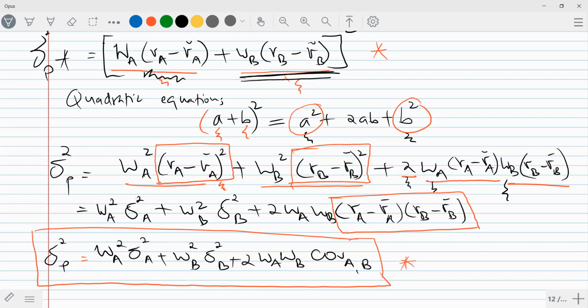The variance of the portfolio is given as weight of asset A squared multiplied by the variance of asset A, plus weight of asset B squared times the variance of asset B, plus 2 times weight of asset A, weight of asset B, covariance between A and B.